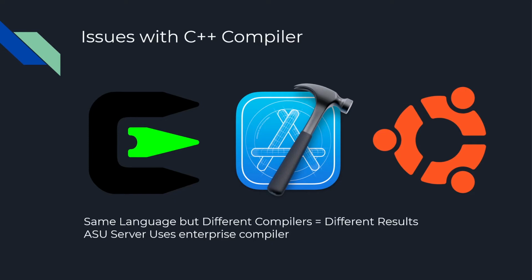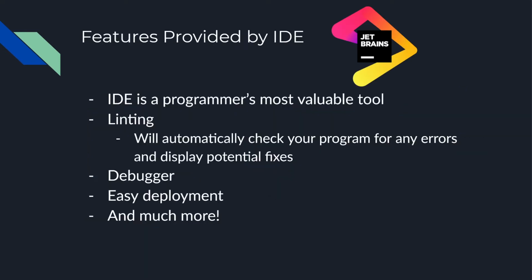ASU also uses an enterprise compiler, and it is not available to download unless you have a big chunk of change. So today I'm going to be showing you all how to set up an IDE within the general ASU environment. Many students ask me, Mitchell, why can't I just use Sublime Text or another text editor to program in C++?